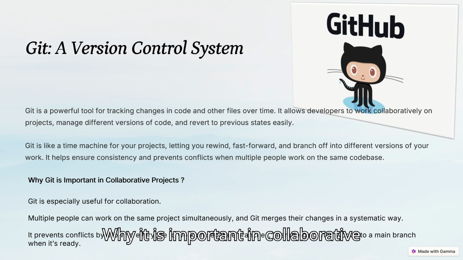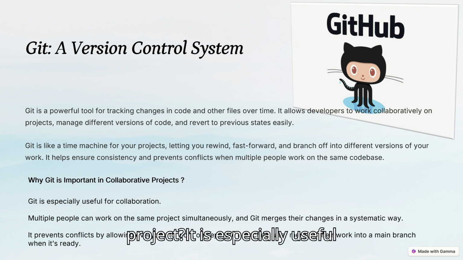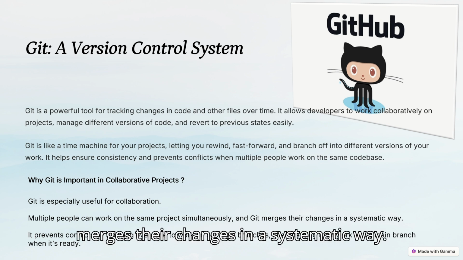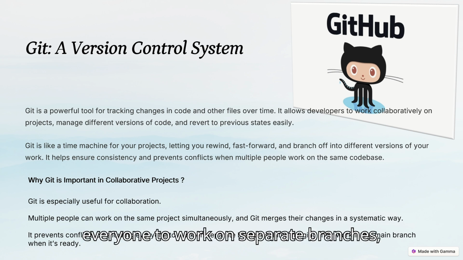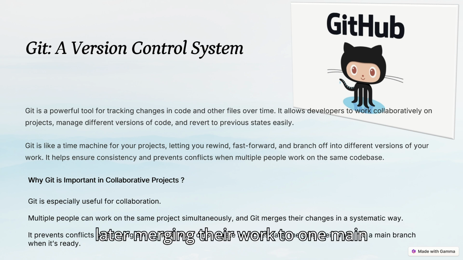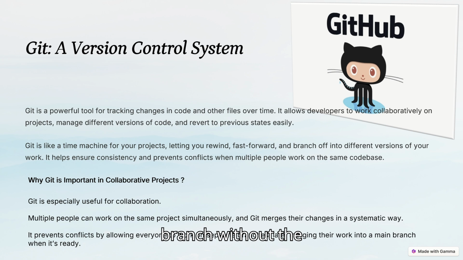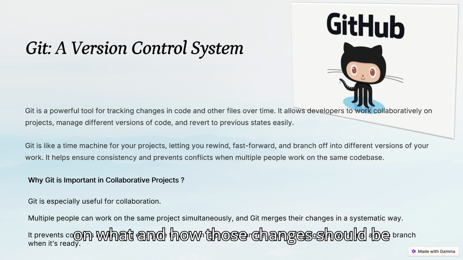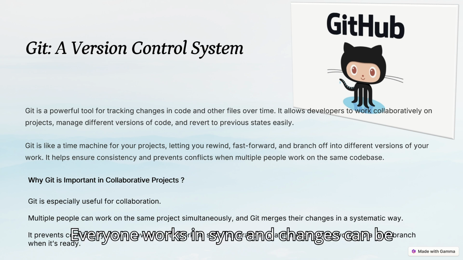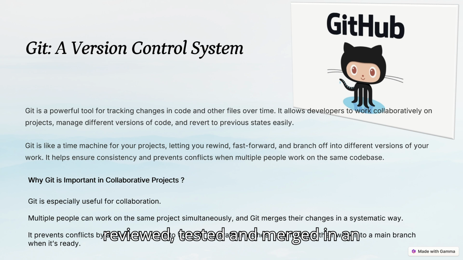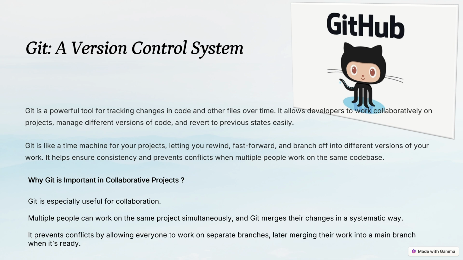Why Git is important in collaborative projects. It is especially useful for collaboration. Multiple people can work on the same project simultaneously and merge their changes in a systematic way. It prevents conflicts by allowing everyone to work on separate branches, later merging their work into one main branch. Without it, managing who worked on what and how those changes should be combined would be chaotic. With it, everyone works in sync and changes can be reviewed, tested, and merged in an organized process.